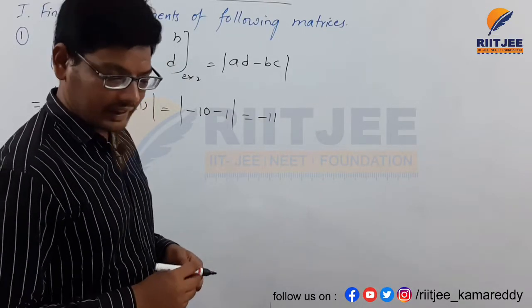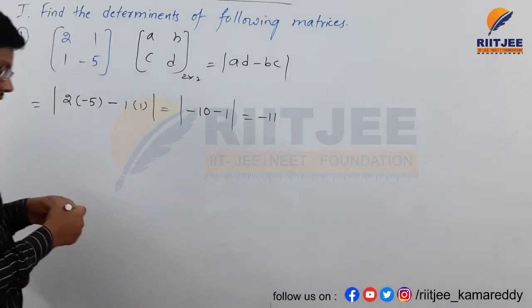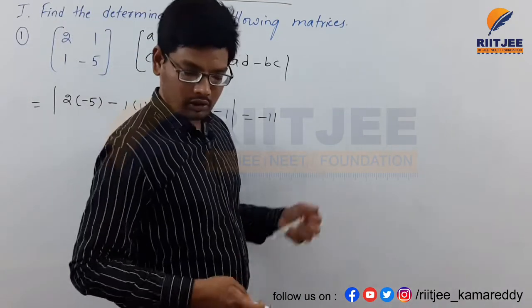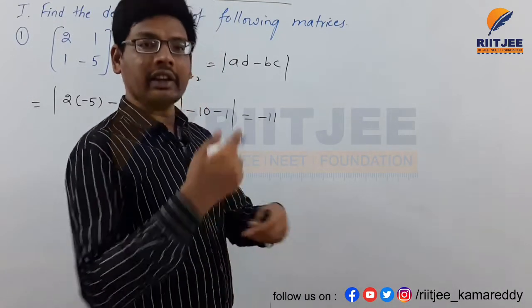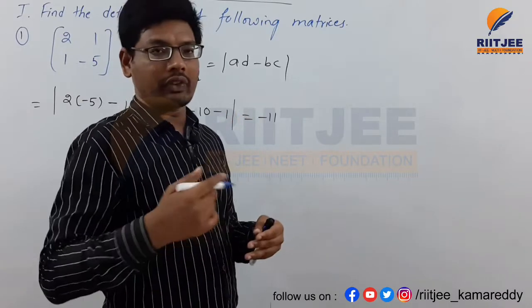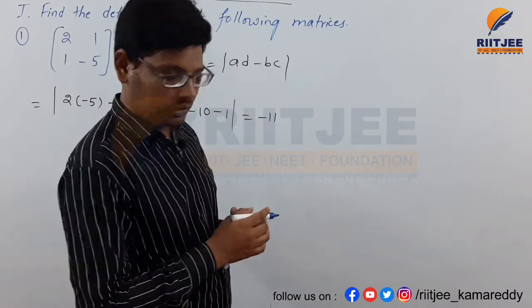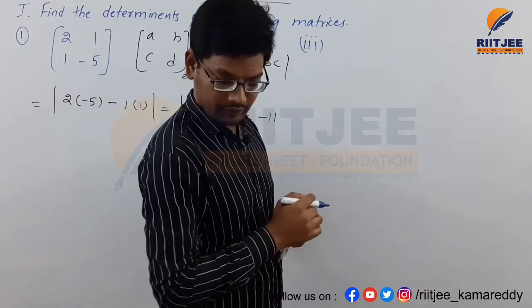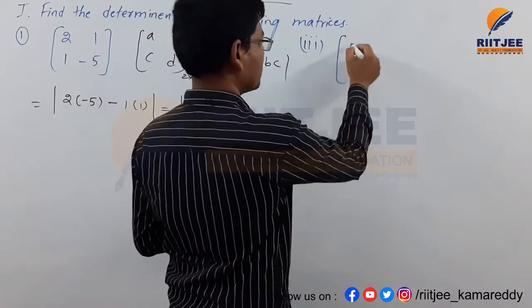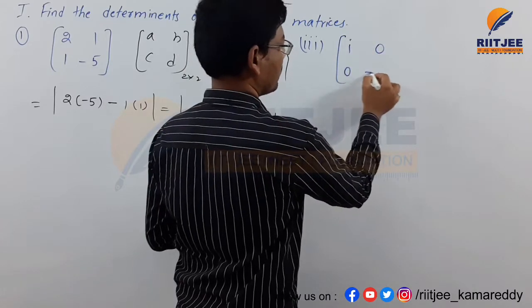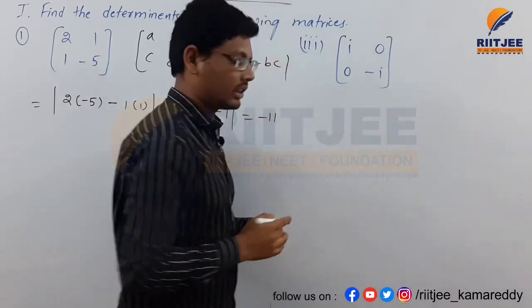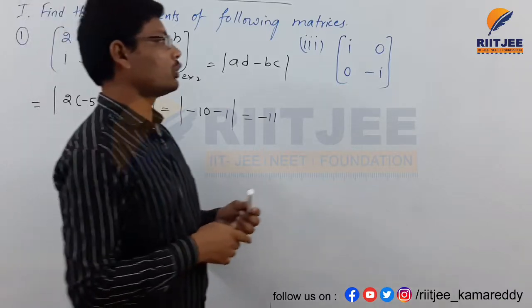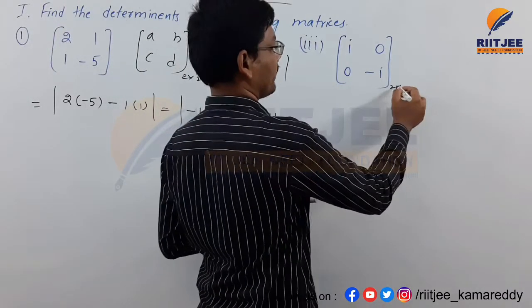And the second question, alternately we will solve the questions 1, 3, 5, 7 like that. And the third question is I 0 0 minus I. This is the third question here. This is also a 2 by 2 matrix.